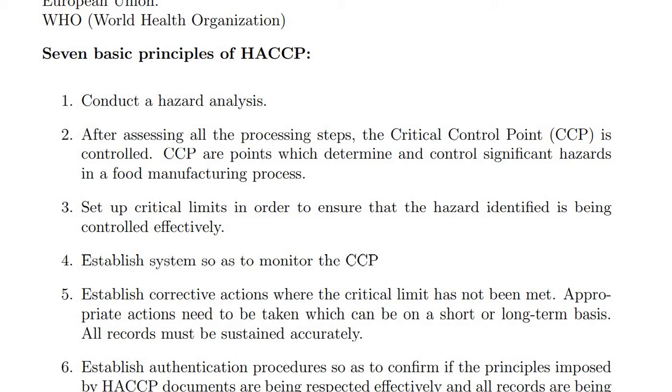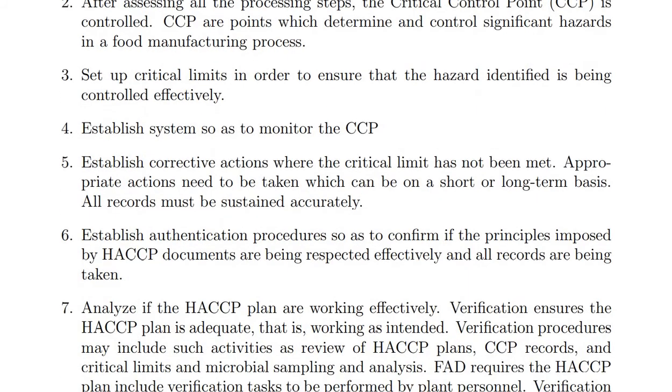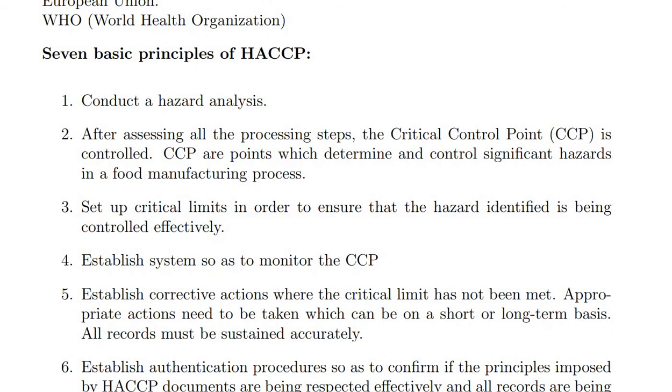Seven basic principles of HACCP: conduct a hazard analysis of all the processing steps. Determine the critical control points, which control significant hazards in the food manufacturing process. Set up critical limits in order to ensure that the hazard identified is being controlled effectively.